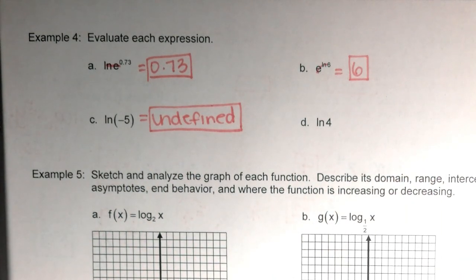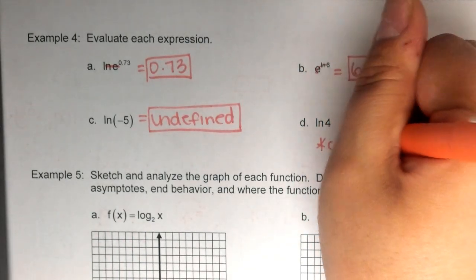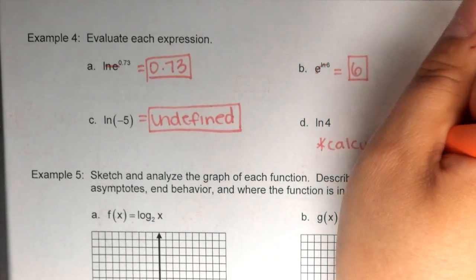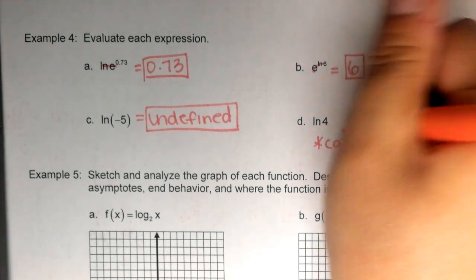Easy peasy? Okay. 4. What is the ln of 4? Calculator. We can't do anything but calculator for this. If I plug this into the calculator, I'm going to go down here, scroll until I find ln. You could probably type in ln. And I get 1.39.